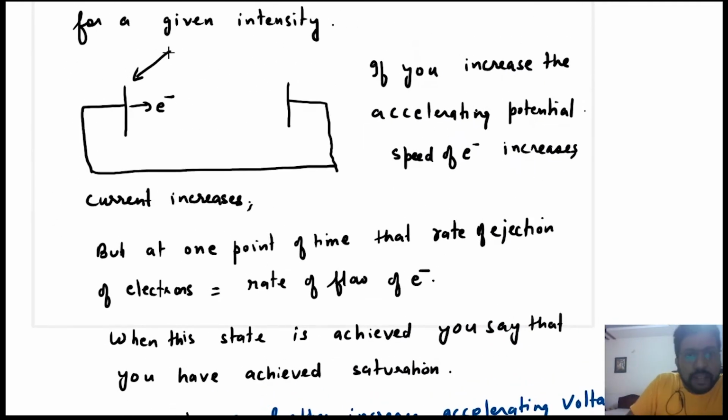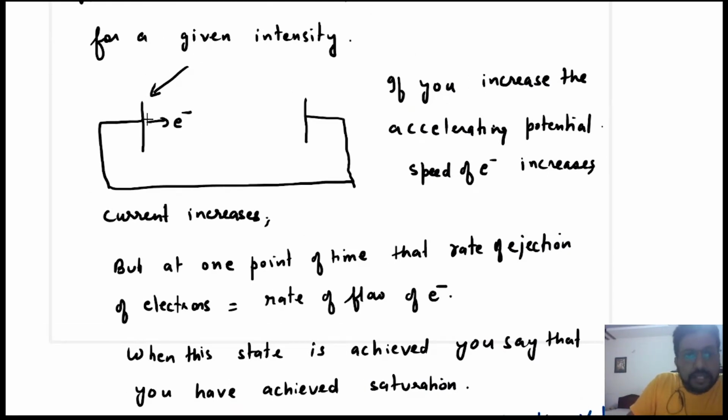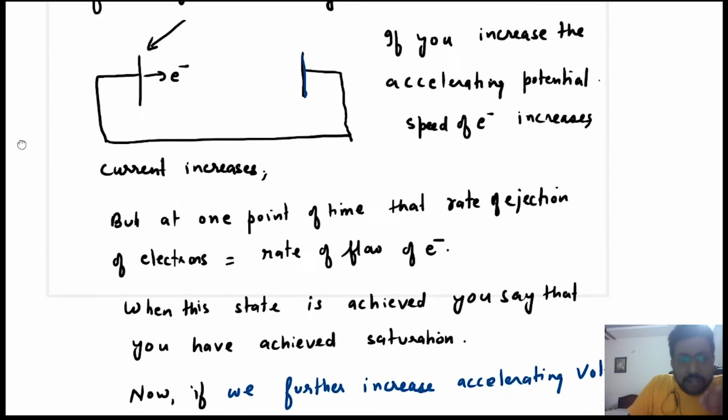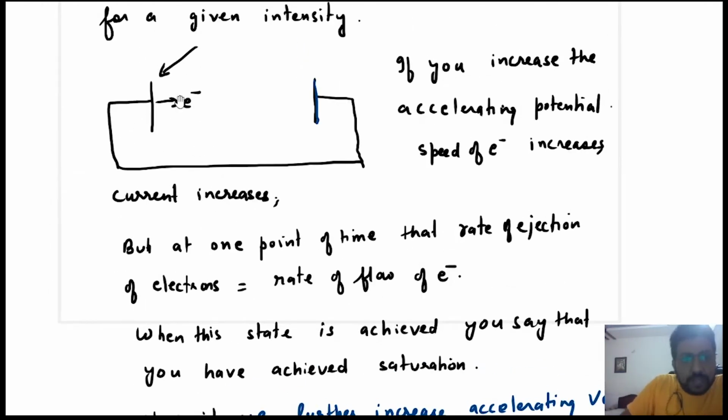Why? See, when light is incident on it, electrons are ejected at a particular rate. Suppose, for example, in 1 second, 1000 electrons are emitting. Then in 1 second, 10,000 electrons cannot strike this plate. At max, only 1000 electrons can strike this plate. So if 1000 electrons have started to strike this plate, you will say that it has achieved saturation. When the rate of ejection of electrons becomes equal to the rate of flow of electrons, the saturation is reached, for a given intensity.